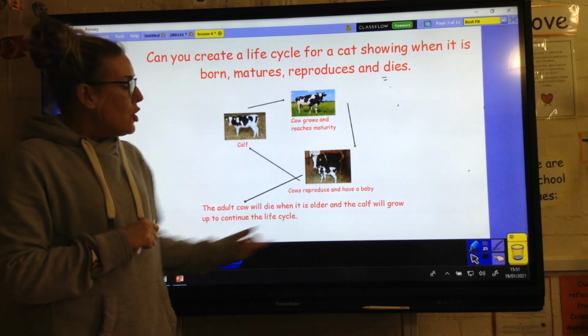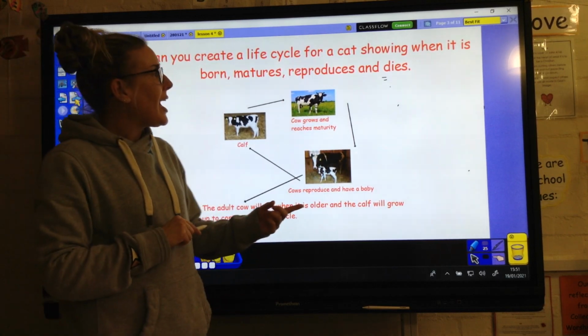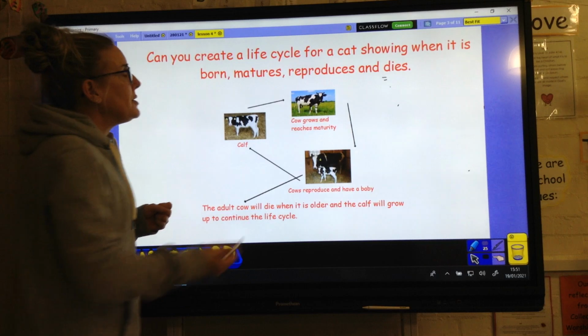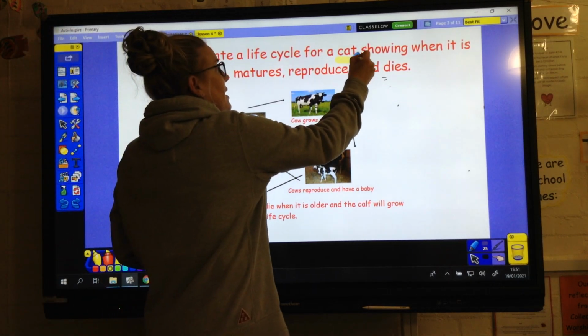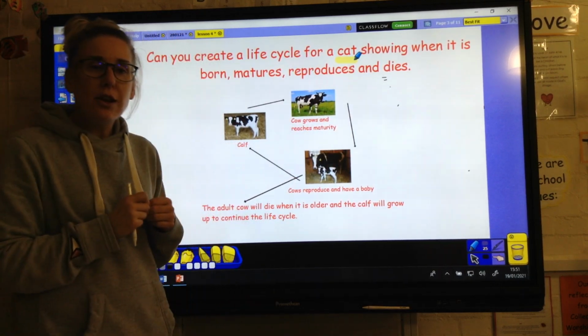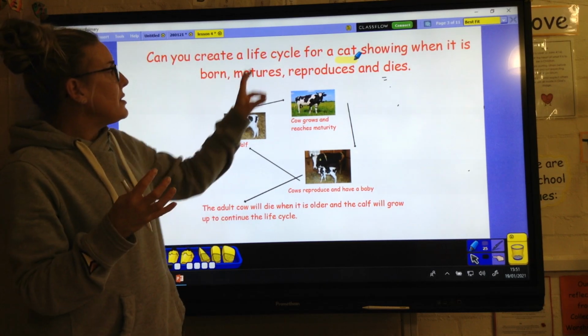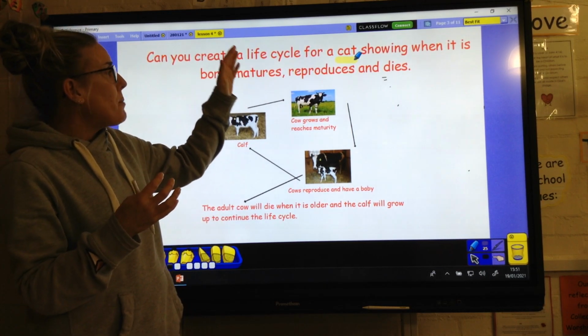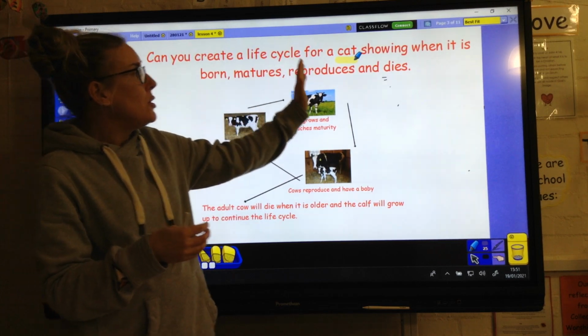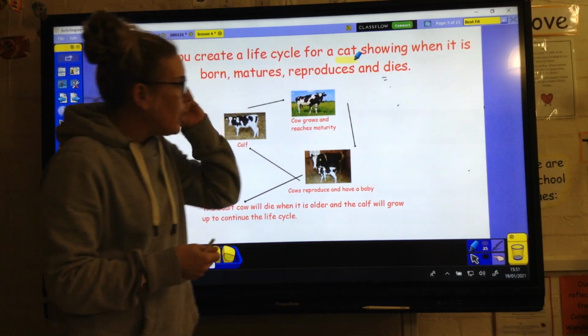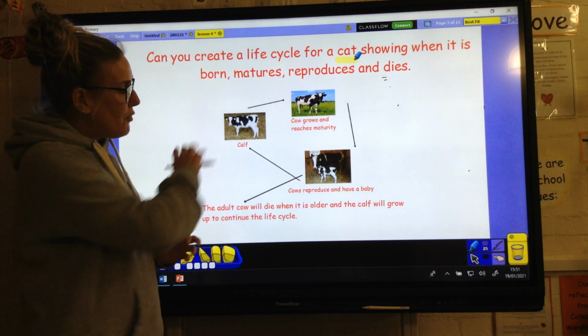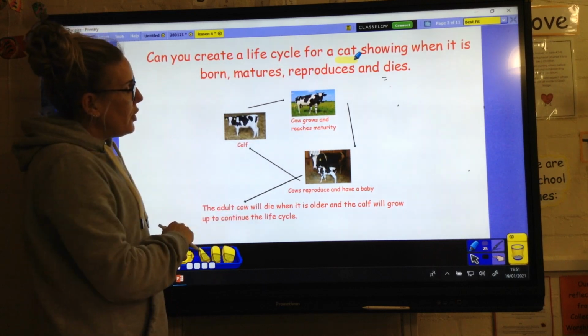And on here we've got the life cycle of a cow. What we want you to think about today is having a go at doing the life cycle of a cat. Okay? Because we have been thinking about animals when they mature, reproduce and when they die, try to put some of that information onto your life cycle.